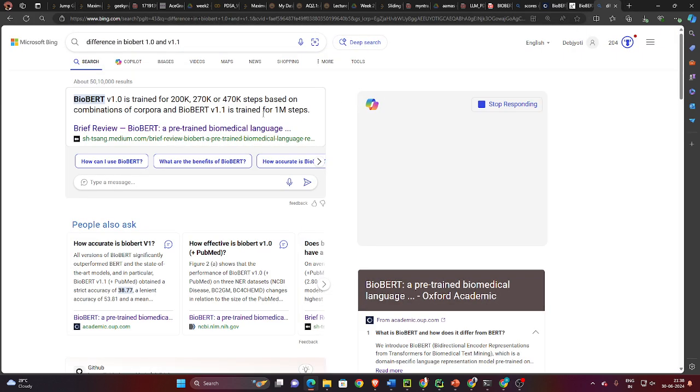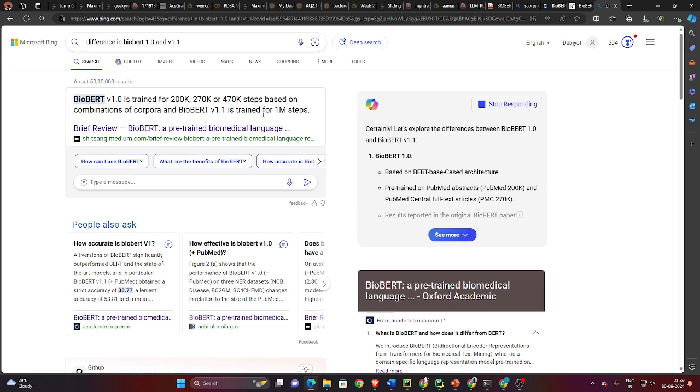The number of training steps of 1.0 was actually 270. Like BioBert, when it was released, it had 3 versions. One was the smaller version of around 17 million parameters, the BERT base at around 110 million parameters, and the BERT large at around 17 billion parameters. Similarly, when BioBert came out, it had 3 training steps. The smaller one was 270,000, and for the bigger one, 470,000. When version 1.1 came, it had training steps of 1 million.